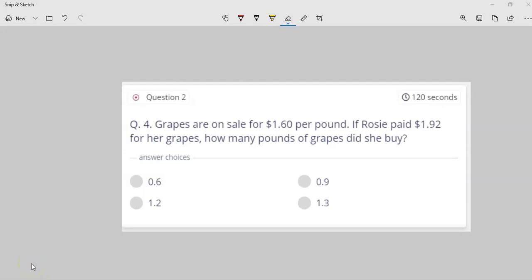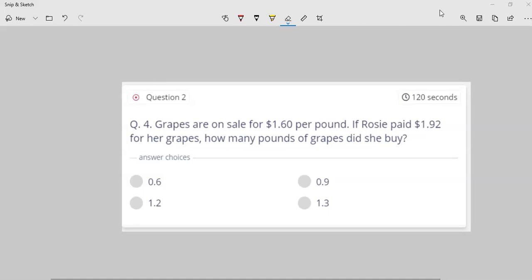Math Lesson 8. Let's take a look at question 2. See if we can do some more division and multiplication. Grapes are on sale for $1.60 per pound. If Rosie paid $1.92 for her grapes, how many pounds of grapes did she buy?